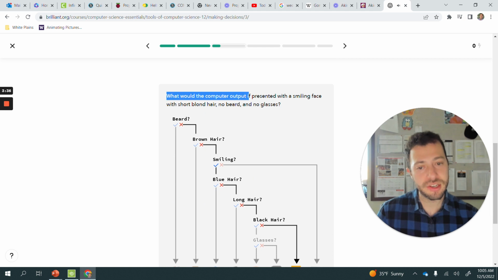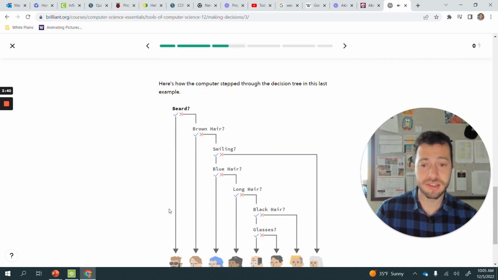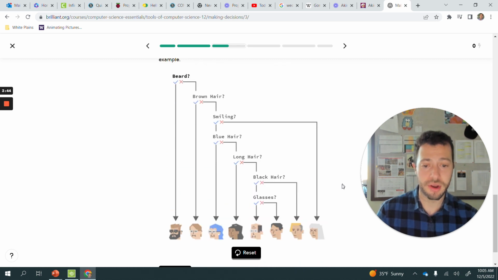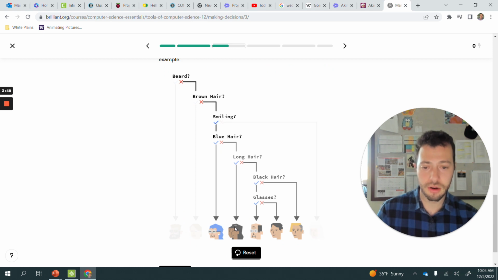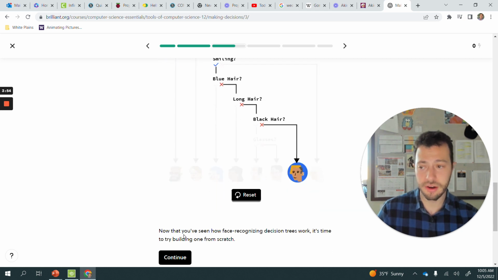Whether or not it actually matches the description depends on the quality of the questions that we end up asking over here. So we can see that this is essentially what I just walked through, and this is what the computer is going through. It's saying no, no, it's simply going through the decision tree, and that's how it gets to that black hair example over there.